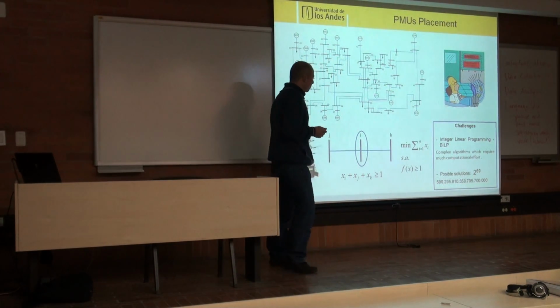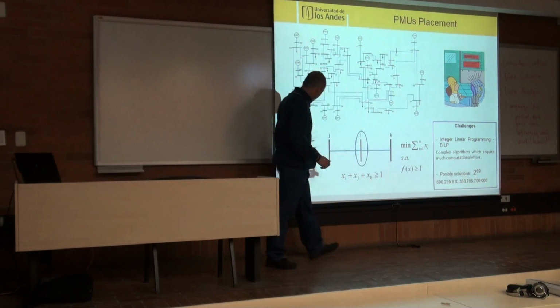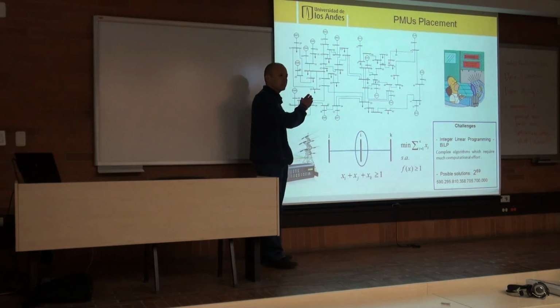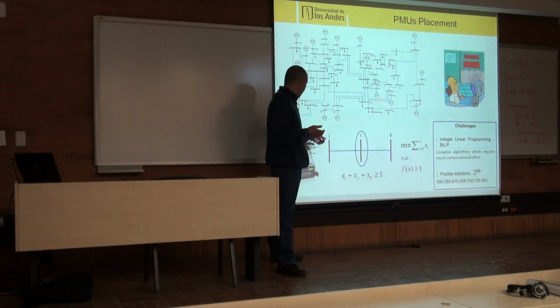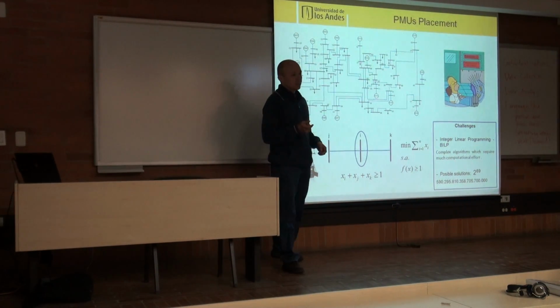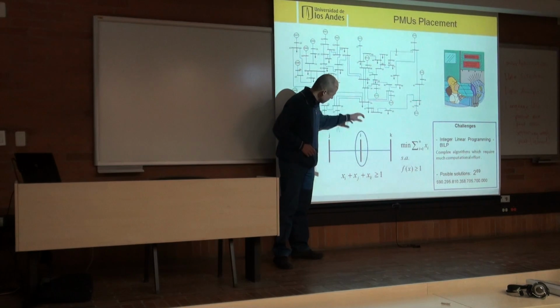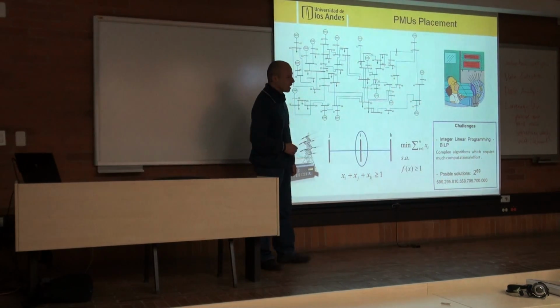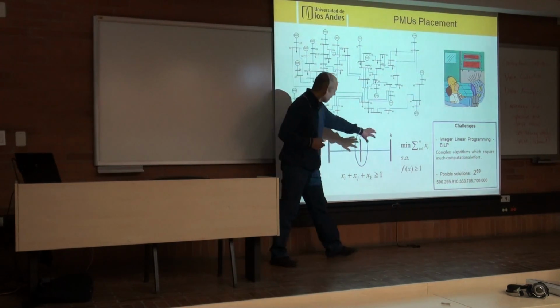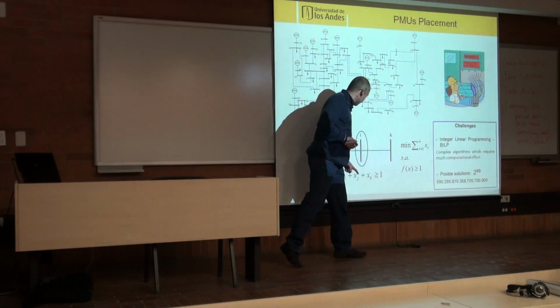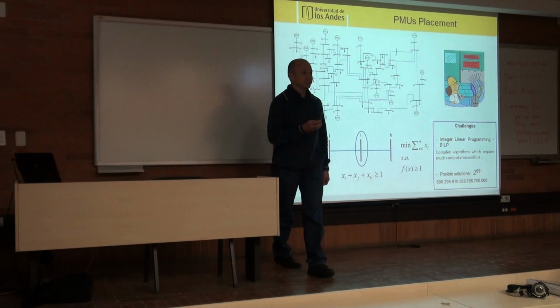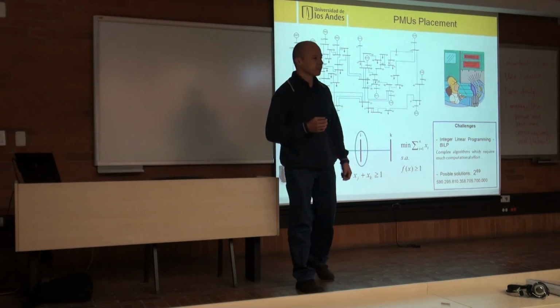The idea is to minimize the number of PMU that I have to place in the system to monitor the whole system. It is not necessary to put a PMU in each bus, because if I place a PMU in this bus, I can monitor this bus and this bus too. So the idea is to minimize the number of PMU considering that constraint.